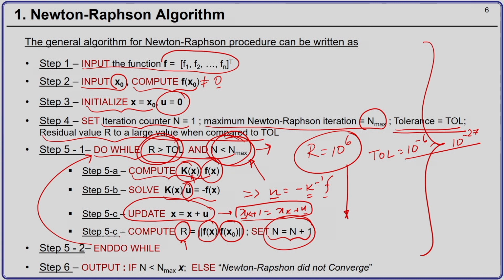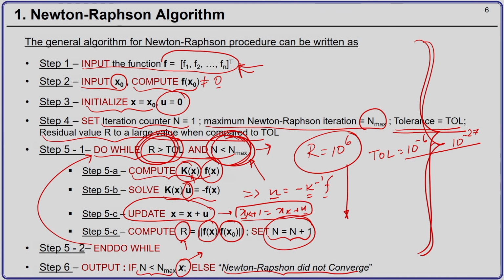Okay. If either of these conditions is not valid, then we come out of the loop. Okay. So, once we have achieved the convergence within the prescribed number of Newton-Raphson iteration steps, that is, if n is less than n max, our solution is the value x. Else, if n is more than n max, we say that our Newton-Raphson iteration did not converge. Okay. Now, the point to see here is that we are interested in this algorithm in finding the root. Okay. x is the root of the system of nonlinear algebraic equations.